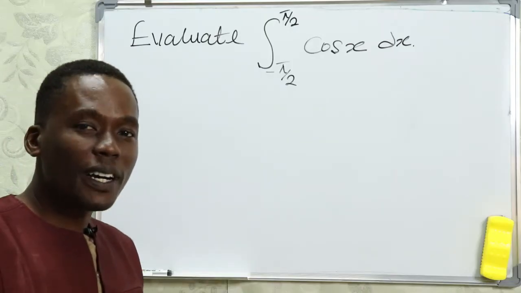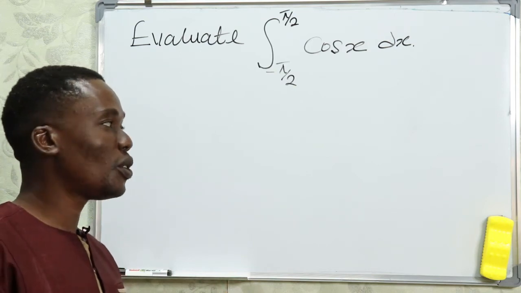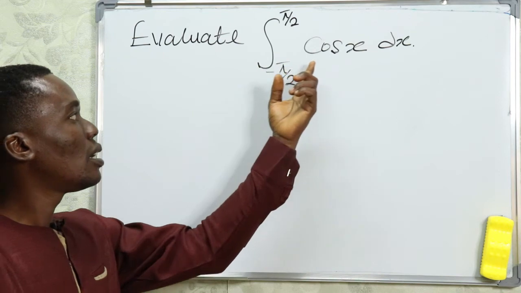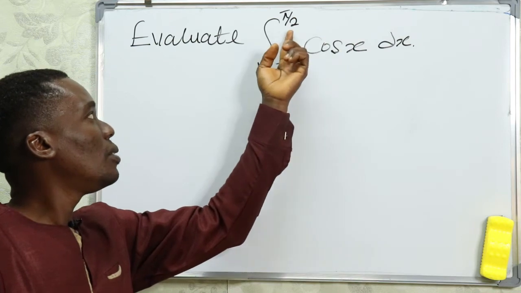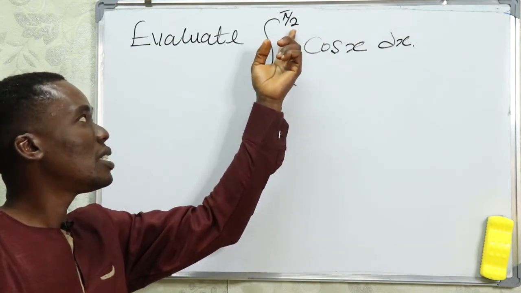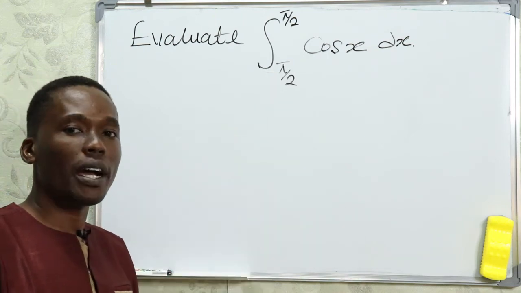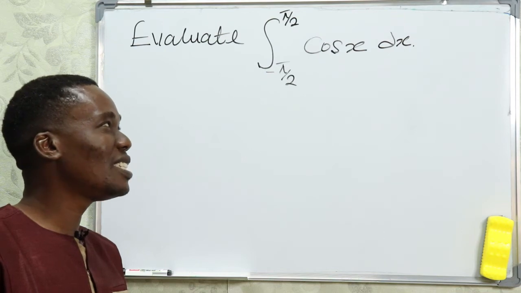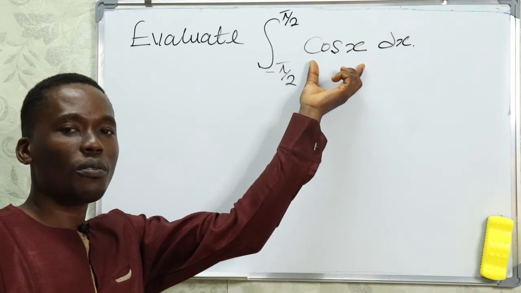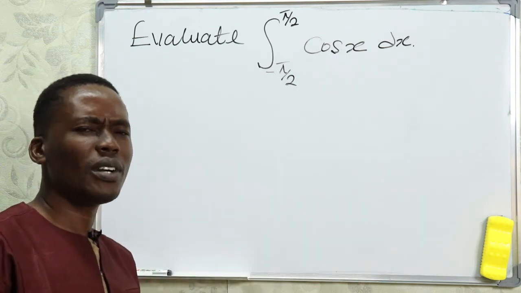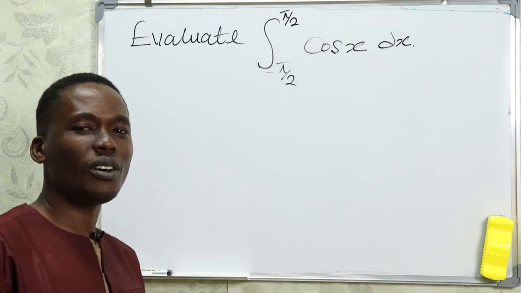Now let's look at the final question for this video on integration. It says: evaluate the integral of cos x with respect to x, with the upper limit in radians being pi over 2 and the lower limit being minus pi over 2. When you are given this question, all you need to know is the integral of cos x. Remember, I told you I'm going to give you all these integral derivatives.